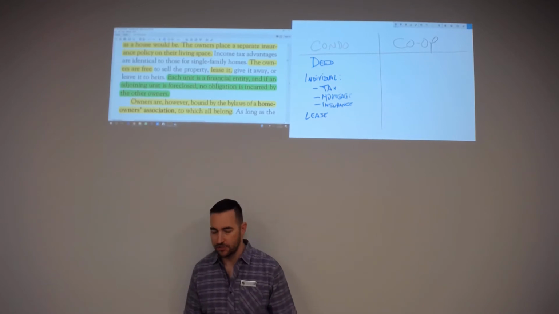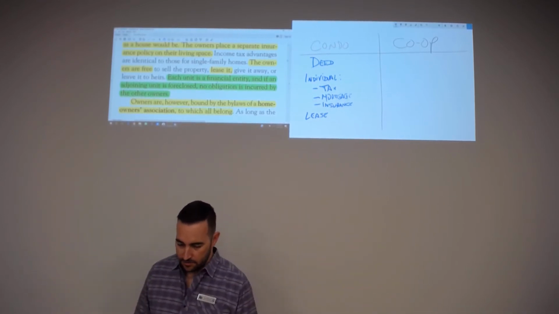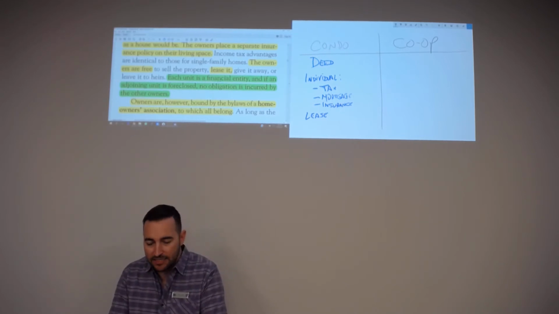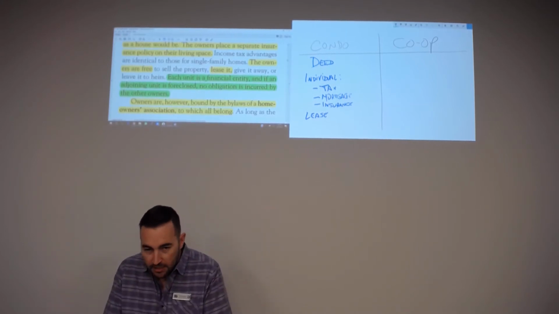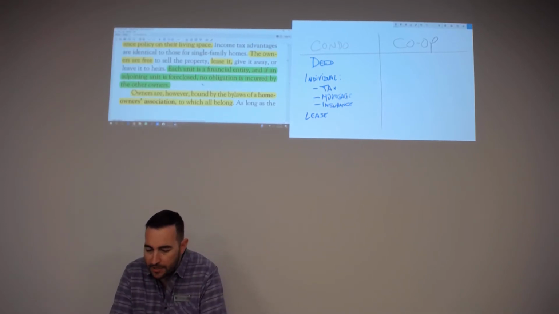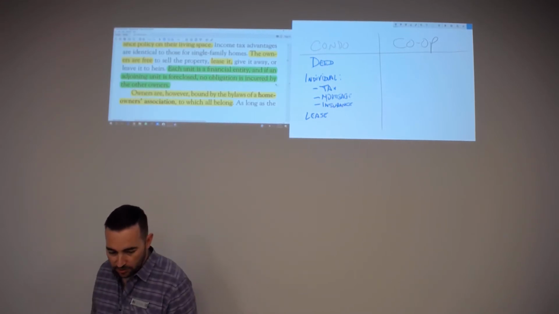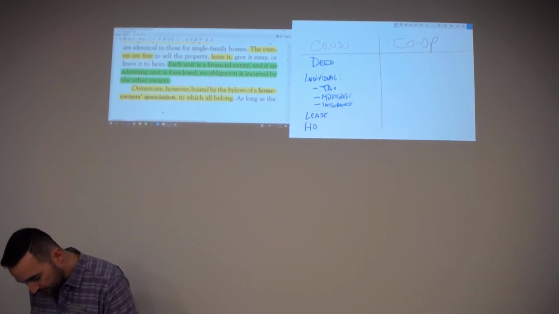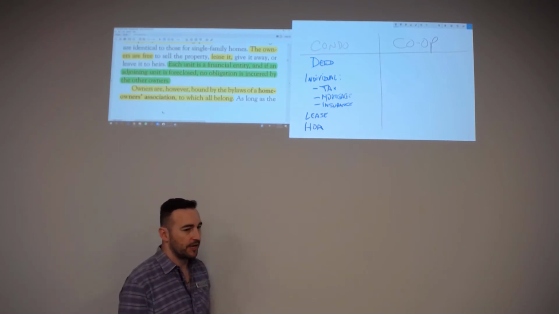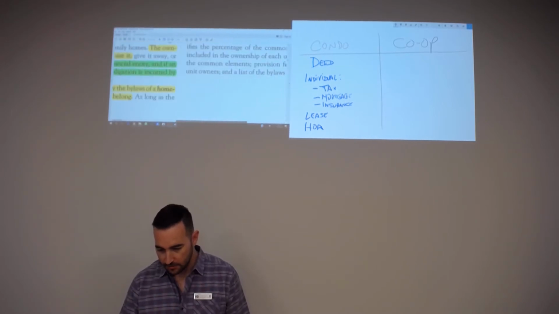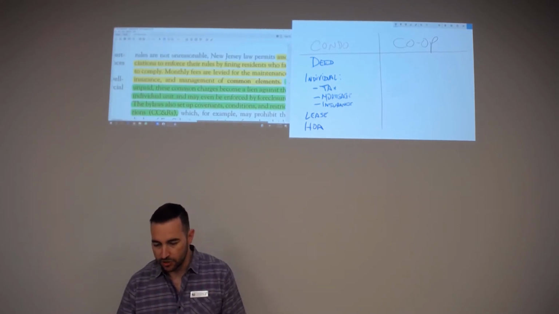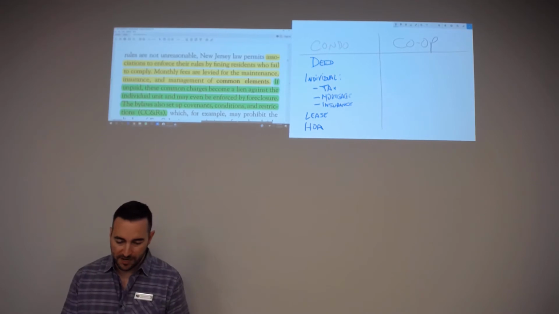One of the differences between this one and the other one is the lease. That's why I wrote this here. Each unit is its own financial entity. Please highlight, underline, put stars, bubbles, arrows, whatever you gotta put. And if an adjoining unit is foreclosed, no obligation is incurred by the other owners. I'll explain that in a second. Owners are, however, bound by the bylaws of a homeowners association, HOA, to which all belong, as long as the rules are not unreasonable. New Jersey law permits associations to enforce their rules by fining residents who fail to comply.